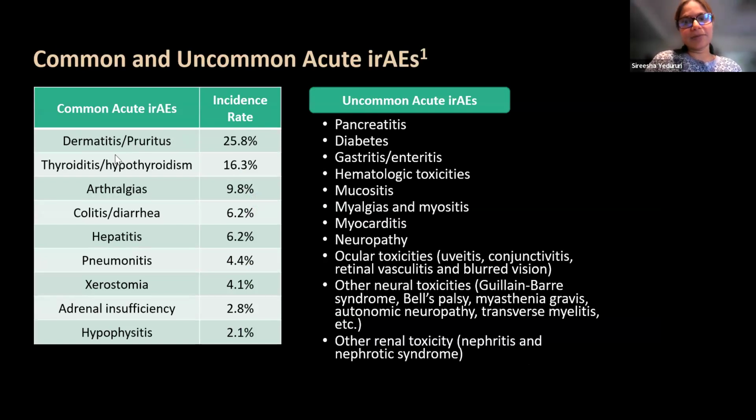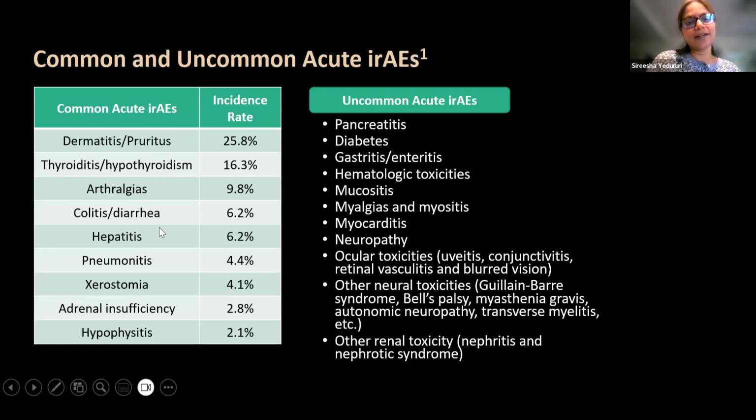There are a lot of things that happen. So thyroid, the next common is thyroiditis. It presents with thyroiditis, and then it can become hypothyroid. Initially, the thyroid gets inflamed, and you see the symptoms of thyroiditis, and that becomes hypothyroidism.